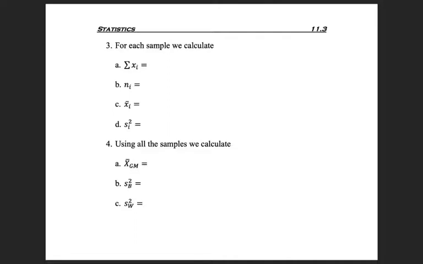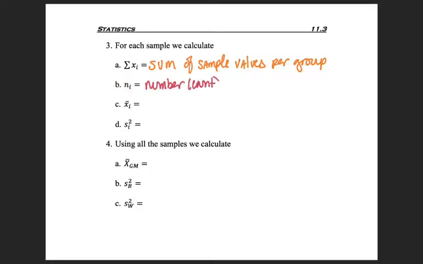So for each group, we're going to start by finding the sum of xi, which is the sum of the sample values per group. So essentially, we just add up the amount of each number within a single group. Then we're going to look at ni. This is the number or count of values per group. So how many items were in there, whereas the one before actually added those individual items.